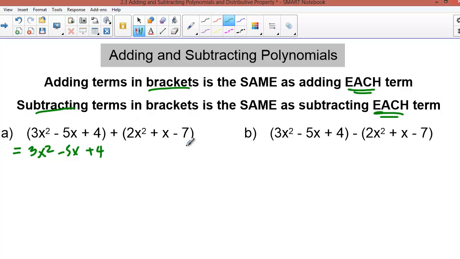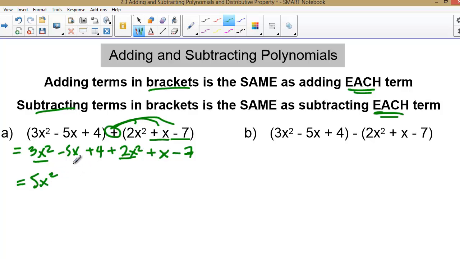And we can also melt away the second set of brackets, because if I'm going to add all of this, it's the same thing as adding each of these. So if I add 2x squared, I'm adding 2x squared. That's pretty obvious. If I'm adding positive x, I'm adding x. And if I'm adding a negative 7, I'm actually just subtracting 7. So we would have been able to just fade away those brackets and get away without having to do BEDMAS.